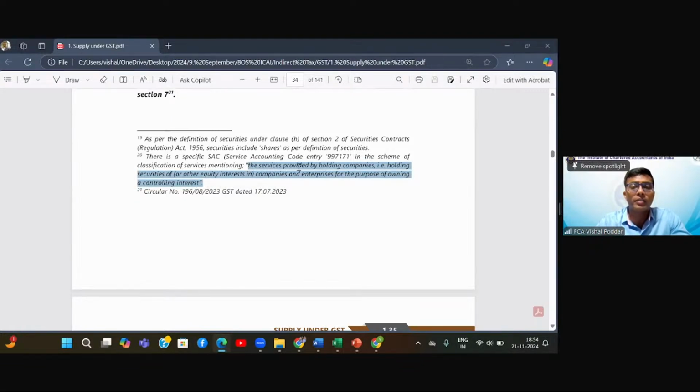See, I read this again. Service provided by holding company. Okay. Further, what it says, that is holding securities of companies and enterprise for the purpose of owning a controlling interest. Now tell me, it is saying what is this service? It is the service of holding securities of other companies so that you have the controlling interest. But what is the service in this? No service.